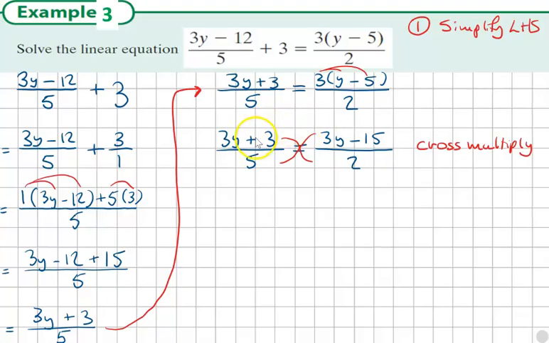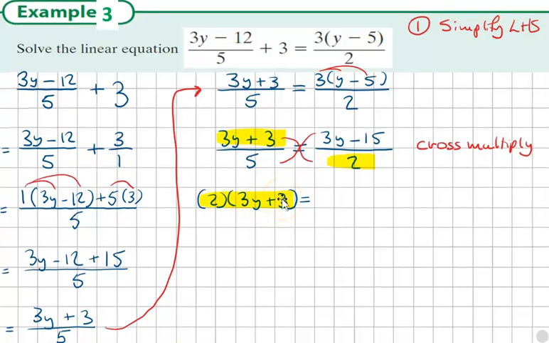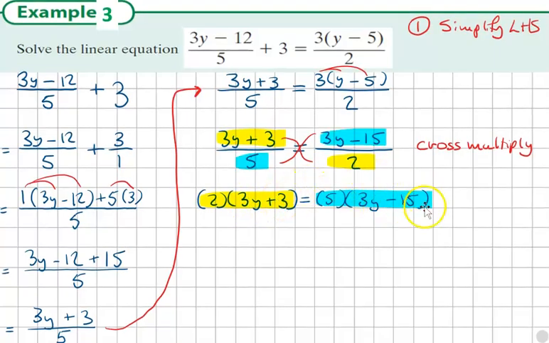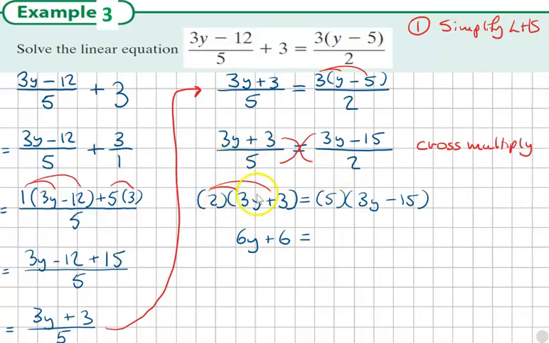So I'm going to do the top left by the bottom right and the top right by the bottom left. So I'm going to have 2 times (3y plus 3) and 5 times (3y minus 15). So then I'll multiply out my brackets. 2 times 3y is 6y and 2 times 3 is 6. And then 5 times 3y is 15y and 5 times minus 15 is minus 75.